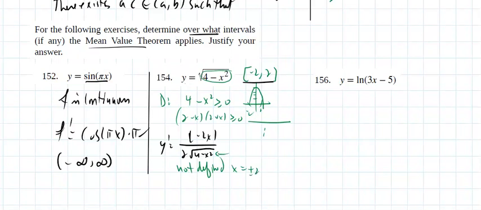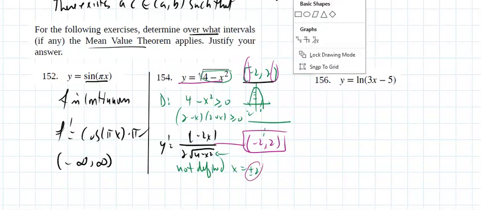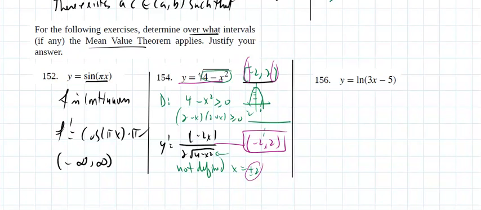So we can't include the plus or minus 2 because of the derivative, right? If we say -2 to 2, that will work. Why is that? Because f is continuous on that interval, and the derivative exists as long as you stay away from plus or minus 2. And for that interval, the theorem applies.